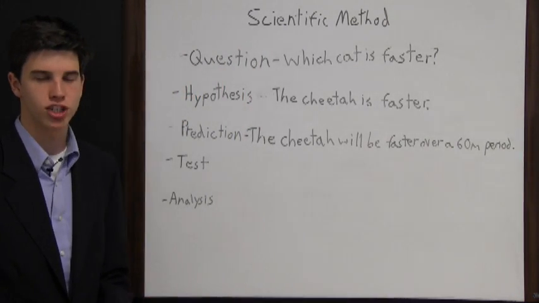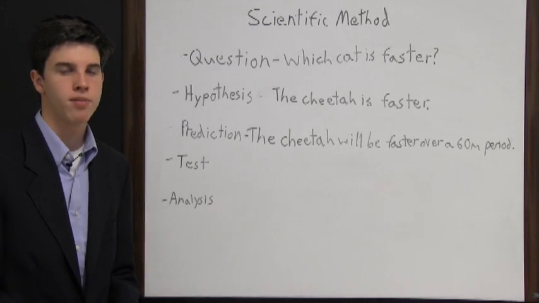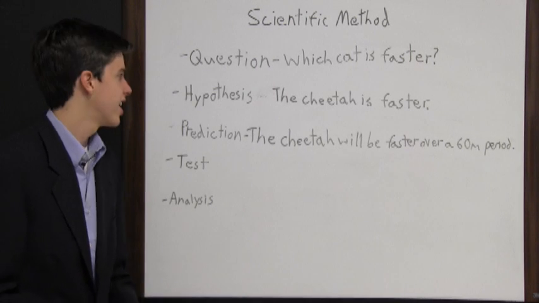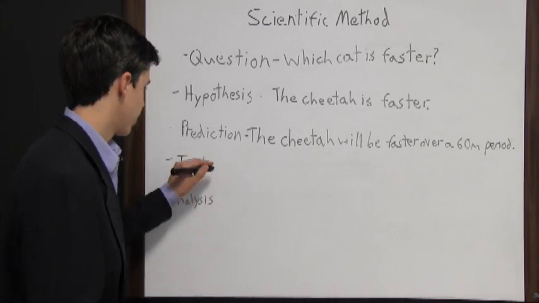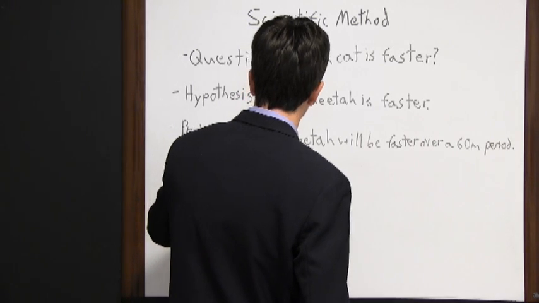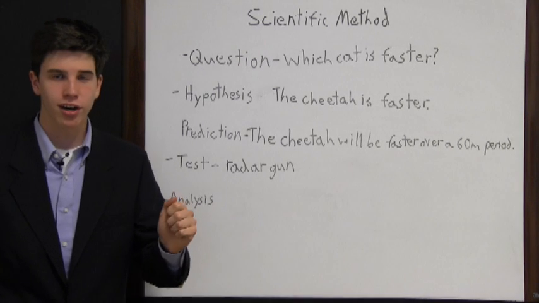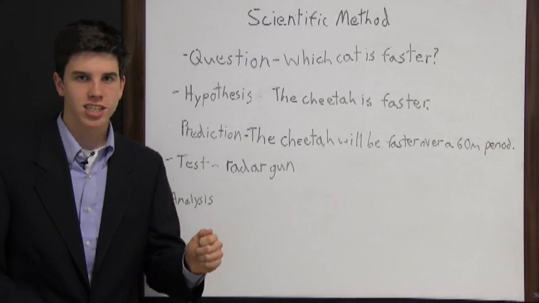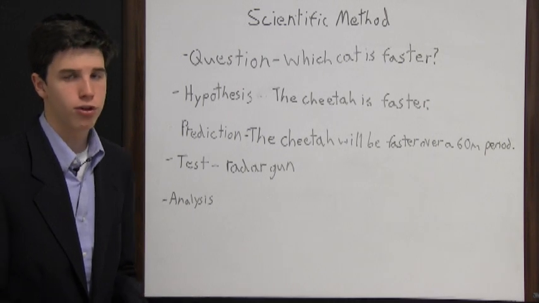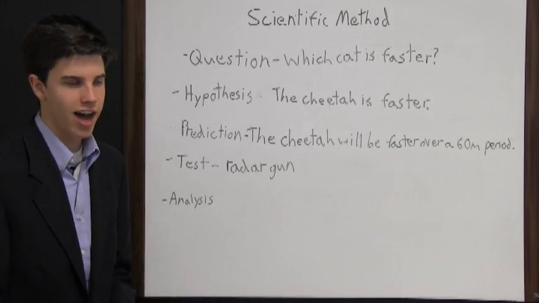Then comes the test portion of the scientific method. This is very important. This is the experiment part of the scientific method. This is when the scientist either proves or disproves his hypothesis. So I'm going to write here that the scientist is going to use a radar gun. So the scientist is going to point the radar gun at a cheetah running over a 60-meter period and write down how fast the cheetah was running, and then point the radar gun at a lion running over a 60-meter period and write down the speed of the lion.